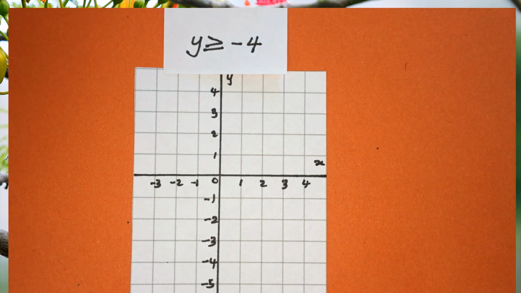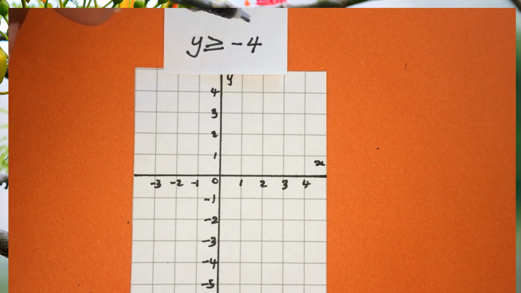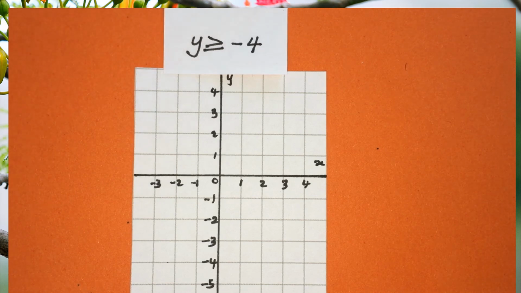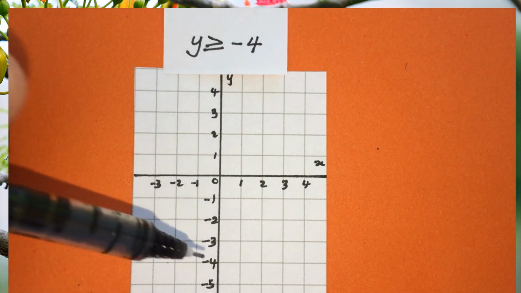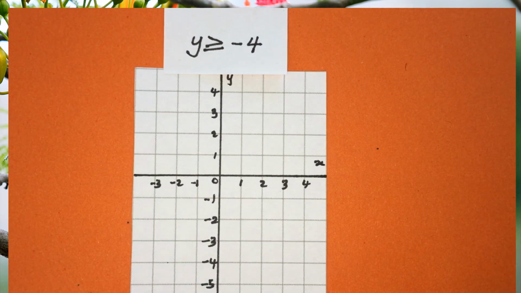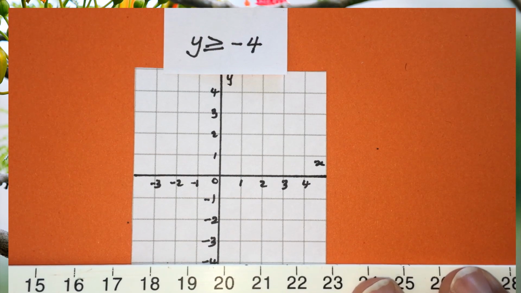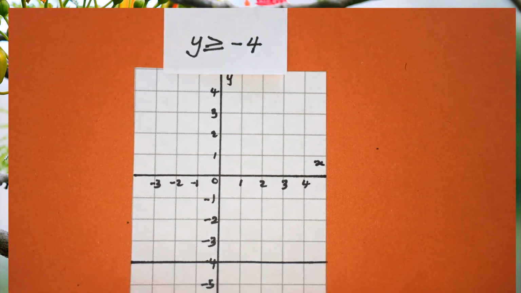Last one, y is greater than or equal to -4. With the inequality being greater than or equal to, it has the equal to part on it, so we're going to use a solid line or an unbroken line. And we're comparing y with -4. So we're going to look on the y-axis for -4, right here. And then we are going to draw that solid line right at -4, just like this. And we're halfway there.